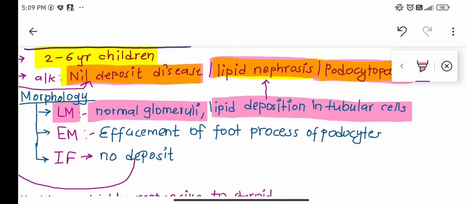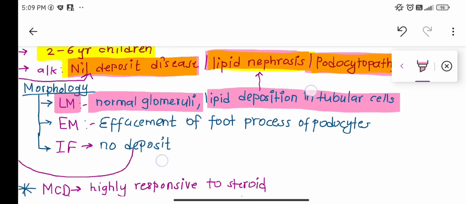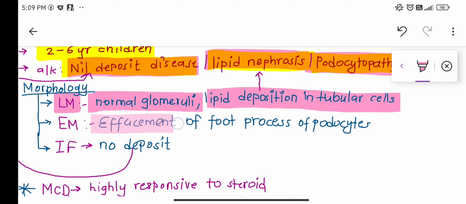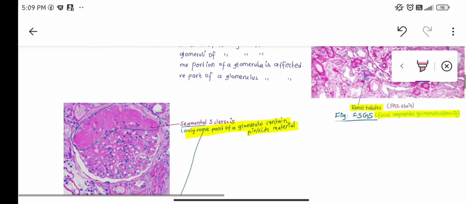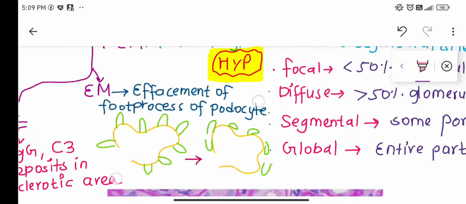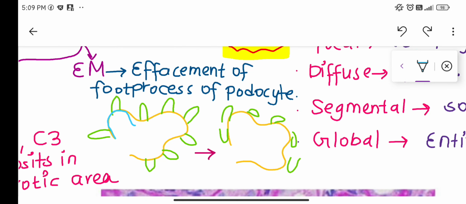Now on electron microscopy we will see effacement of the foot processes of the podocytes. Effacement of the foot processes of the podocytes means normally the capillary wall is lined by these podocytes, and normally the podocytes are present like this, but due to effacement there is fusion of these podocytes with the capillary wall, and this will lead to a decrease in the function.